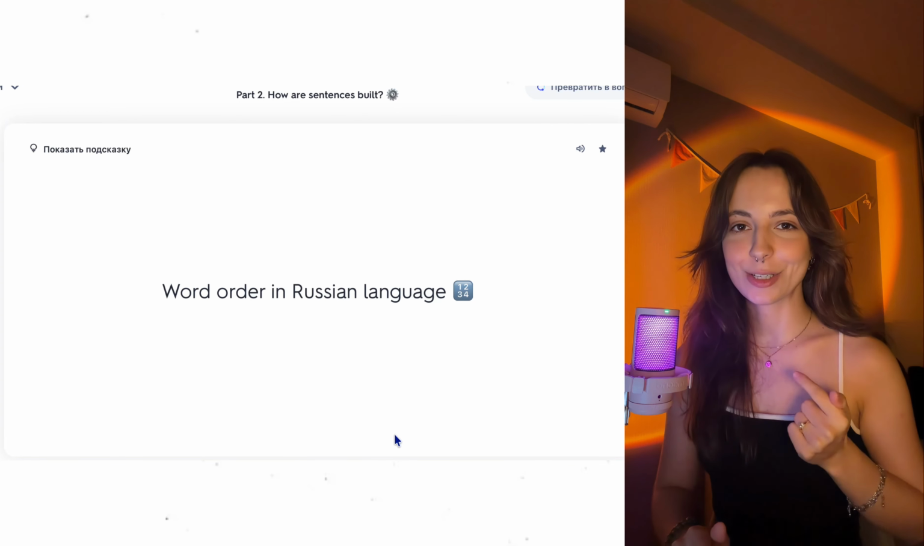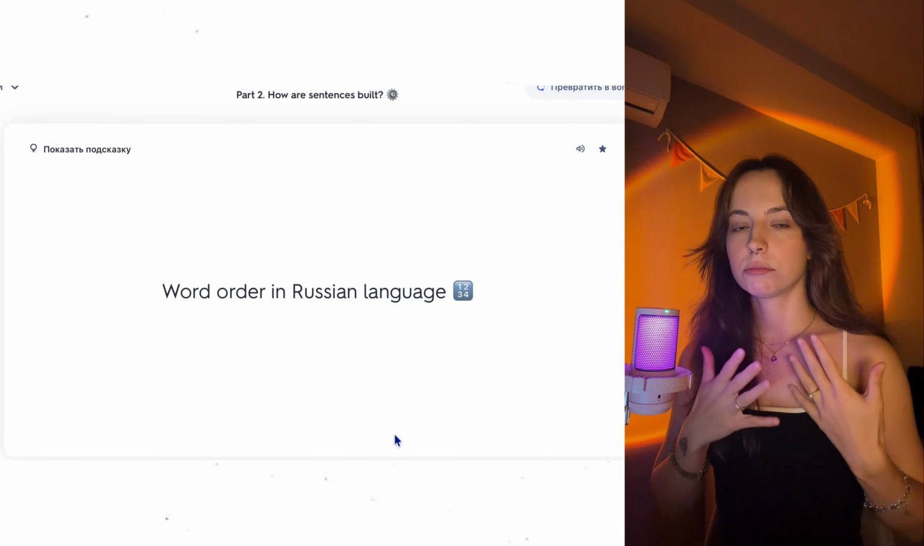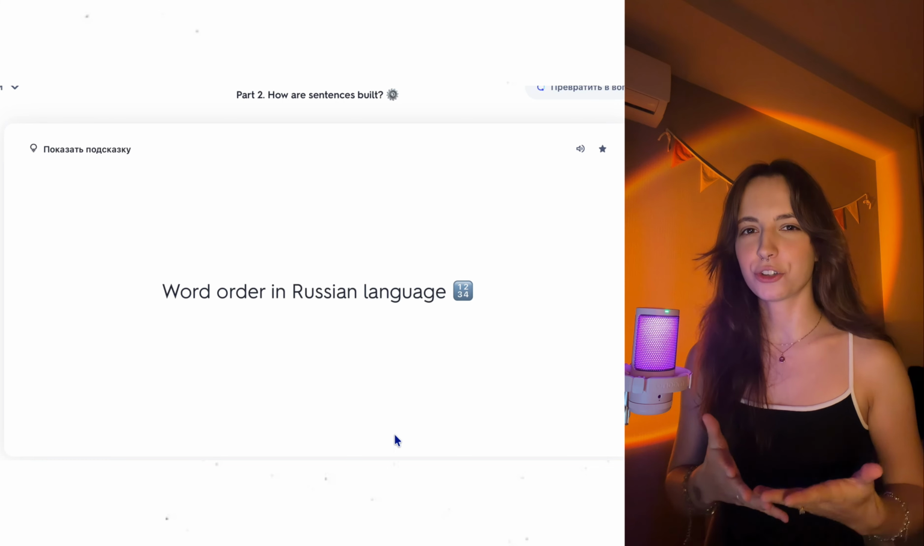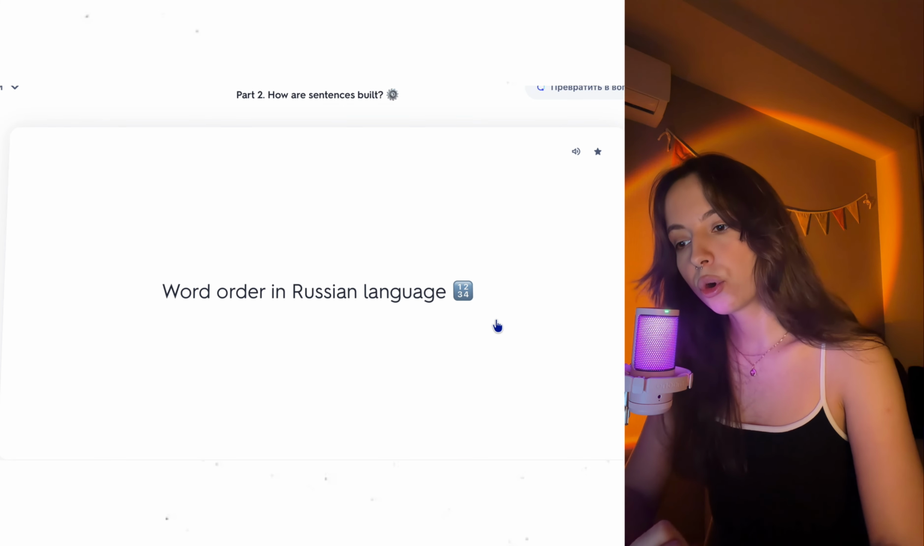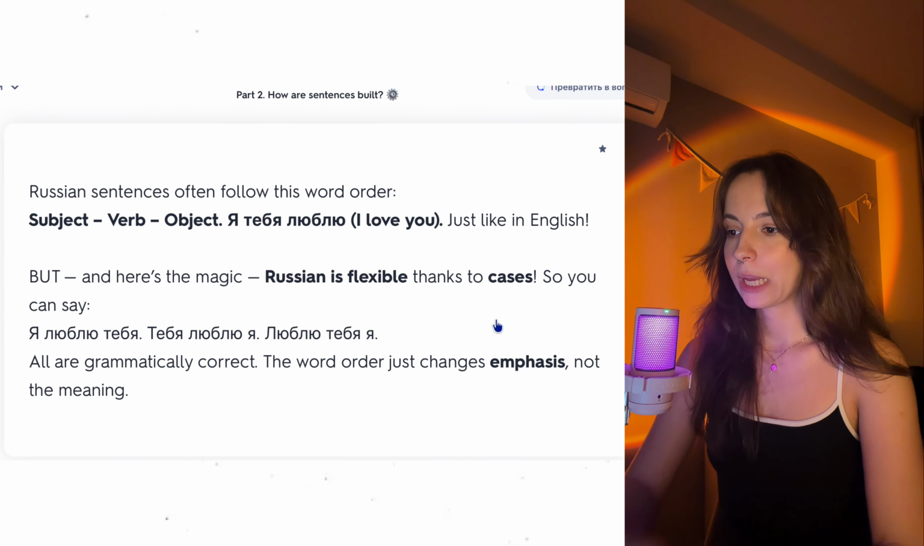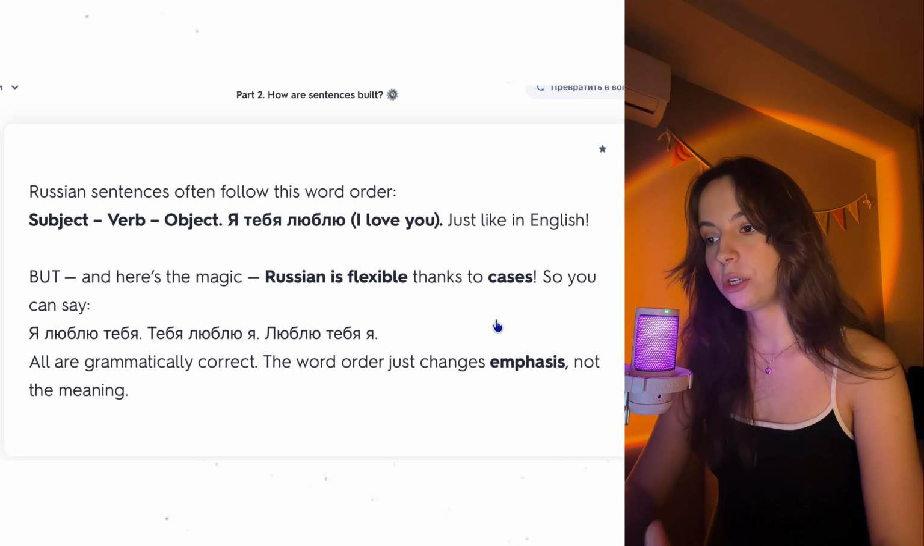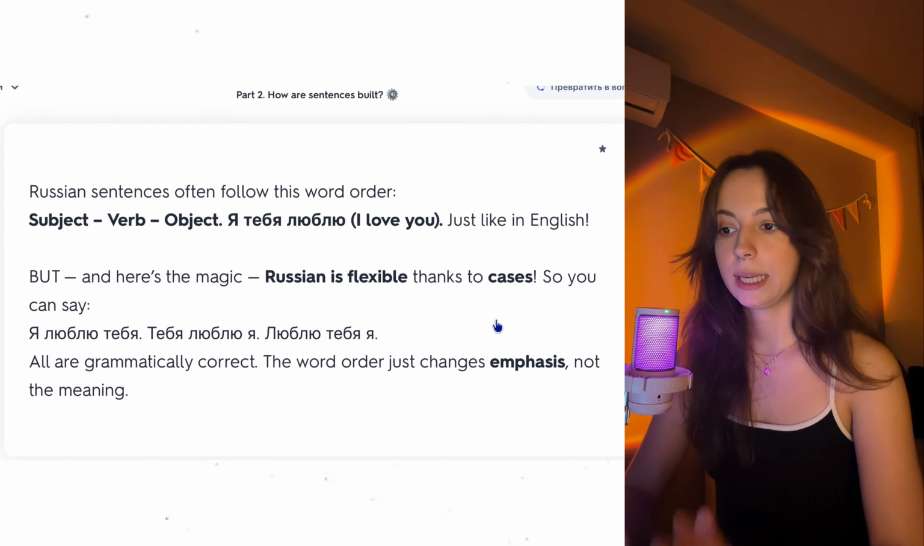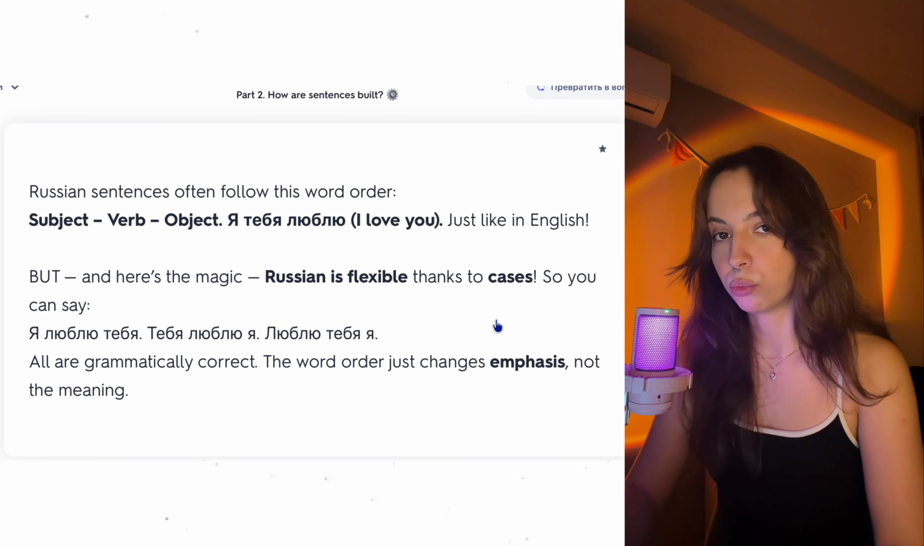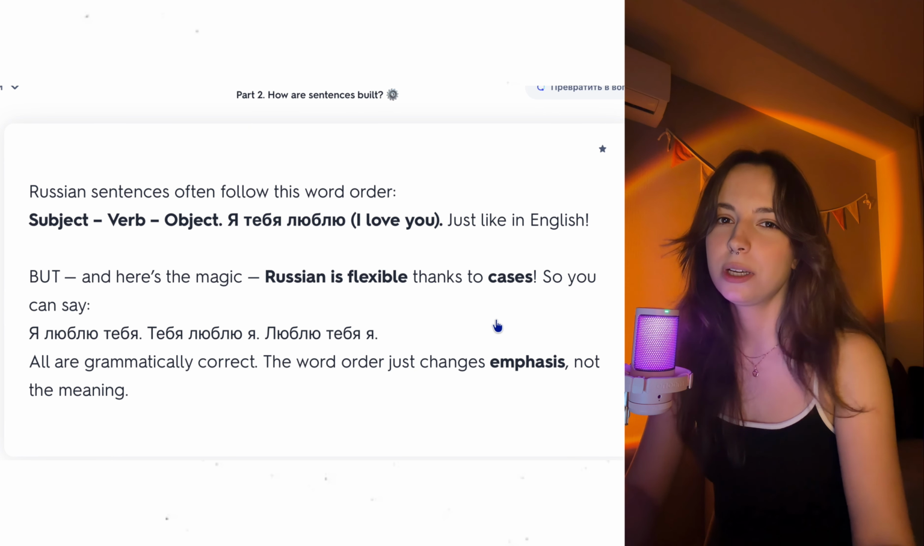Everyone, this is Nastya, and today we're going to talk about how sentences are built in Russian. Let's talk about word order in Russian language. Russian sentences often follow this word order: subject, verb, object. Я тебя люблю, for example, I love you, just like in English.